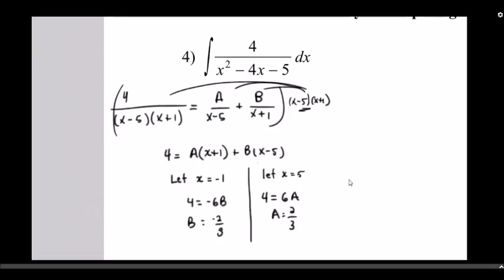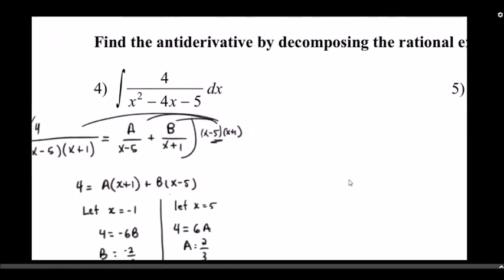So what happens now is the original problem now becomes an antiderivative of two smaller partial fractions. So it's the antiderivative of 2/3 over x minus 5 plus -2/3. That was our value for b over x plus 1.